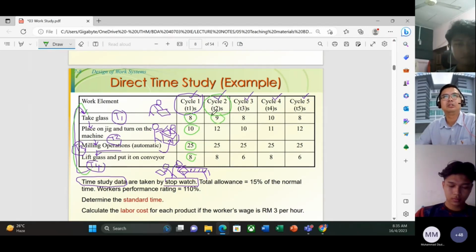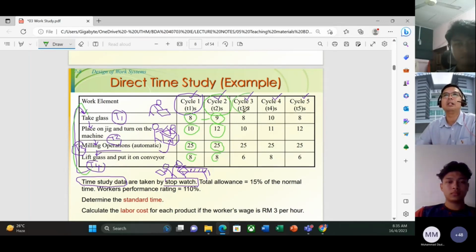9 seconds. So look at the difference. Cycle number one, we get 8 seconds. Cycle number two, 9 seconds. And task number two also differs from the previous one: 12 seconds. And the milling pressing automatically, 25, still constant. And lifting the glass and putting it on the conveyor, 8 seconds.